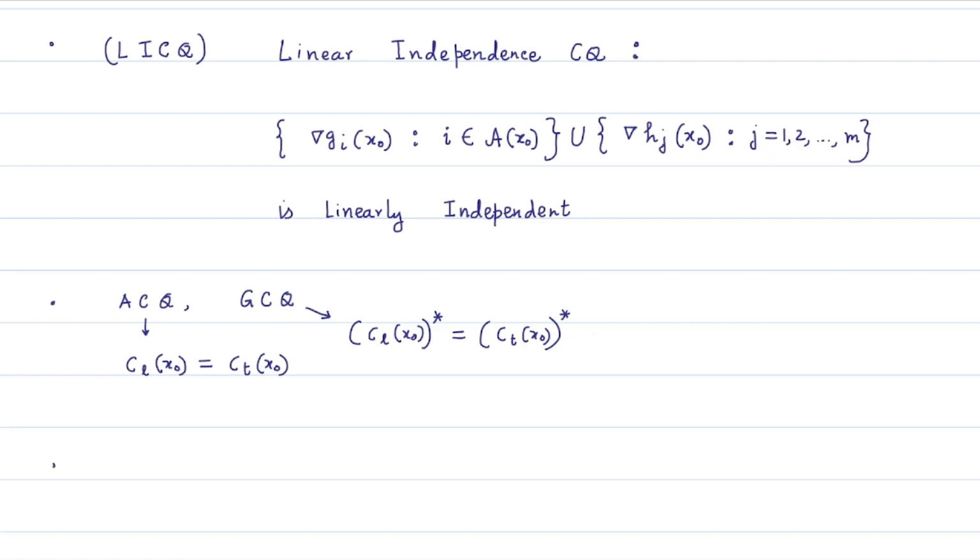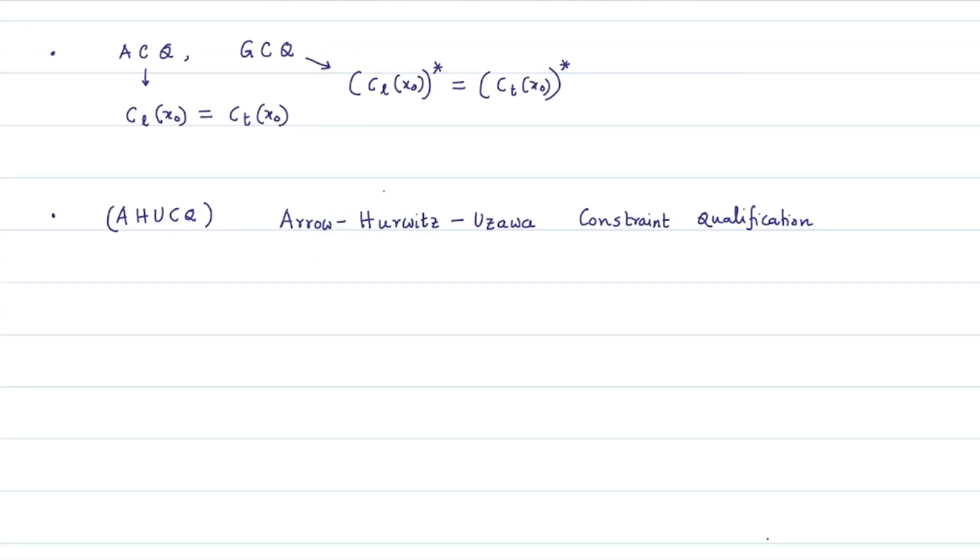We also have a weaker constraint qualification than the Abadie and Guignard constraint qualifications, that is the Arrow-Hurwicz-Uzawa constraint qualification, which we abbreviate by AHUCQ. It is actually the Mangasarian-Fromovitz constraint qualification version for this general problem with equality and inequality constraints.